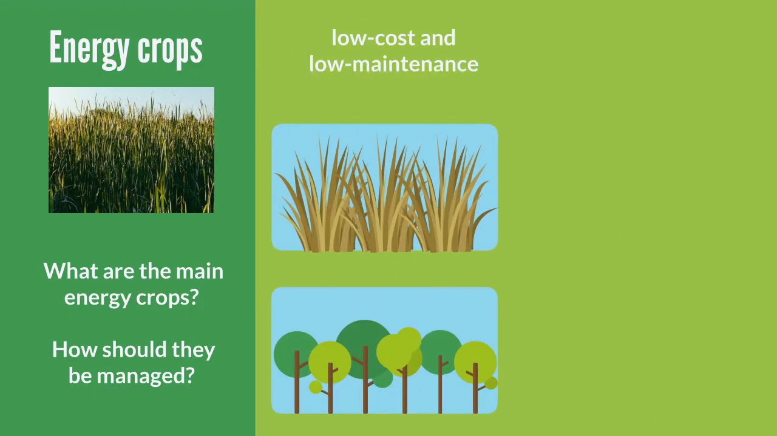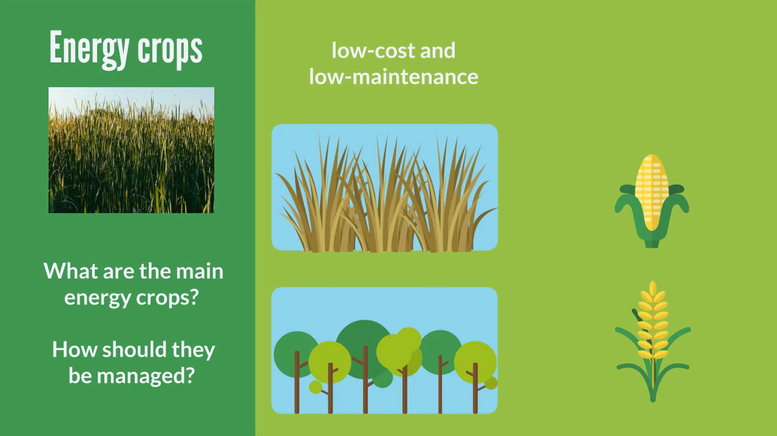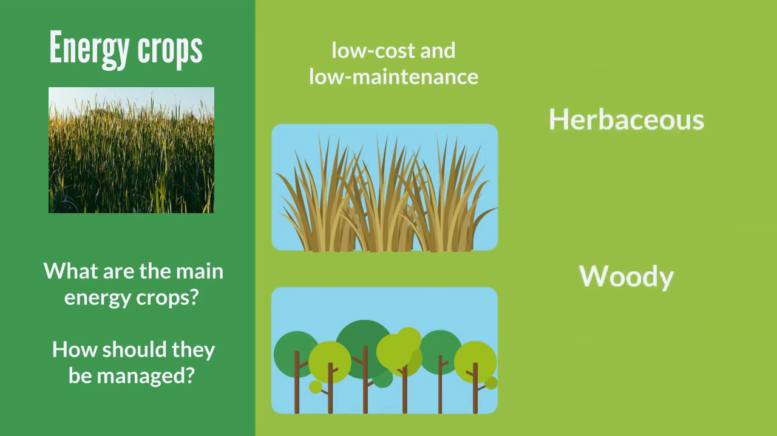Energy crops are low-cost and low-maintenance crops grown solely for energy production, not for food. The plants are generally categorized as herbaceous or woody. Herbaceous energy crops are mostly types of perennial grasses. Short rotation woody crops include many types of fast-growing trees.